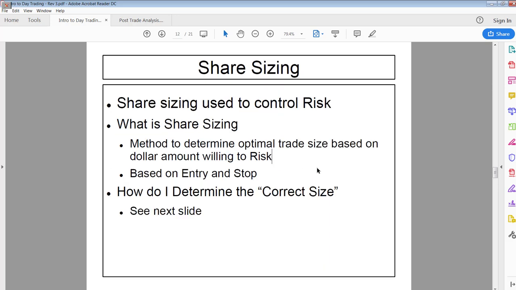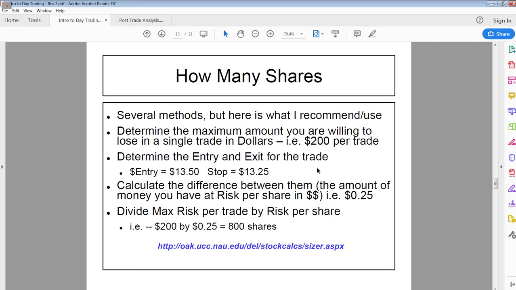All right, we're going to do some share sizing here. This is how I figure out how many shares to purchase. I don't use the same dollar amount. I base it upon the amount of money I'm willing to risk, and it's based upon the entry and the stop. There's several methods, but this is the one that I recommend.